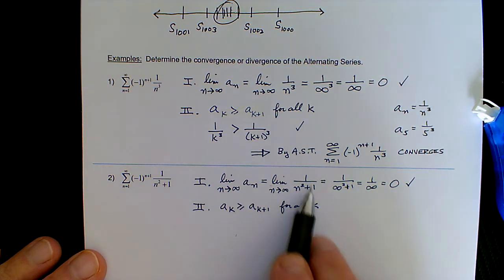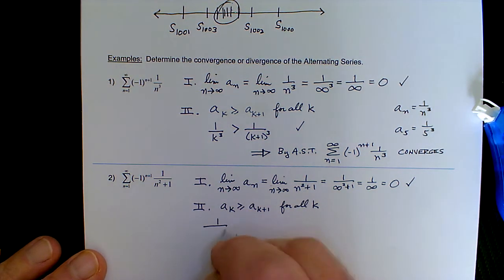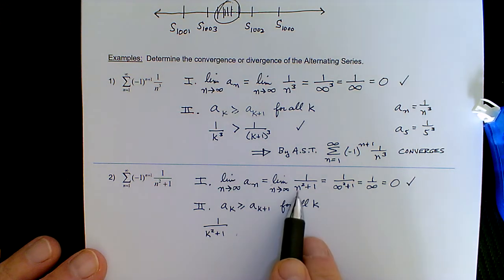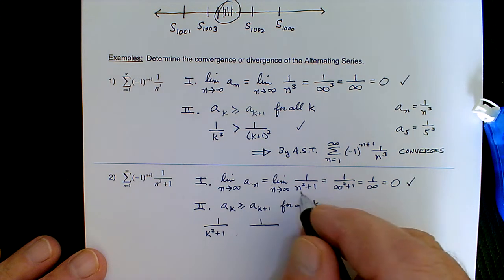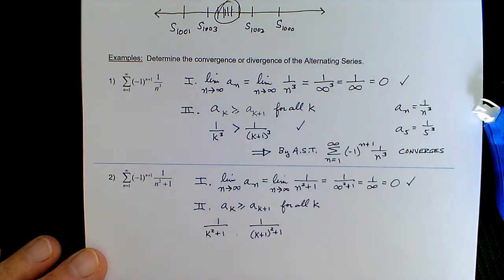If a sub n is 1 over n squared plus 1, then a sub k is 1 over k squared plus 1, because you're just replacing the n in a sub n by k. And then a sub k plus 1 would mean n gets replaced by k plus 1. So 1 over (k plus 1) squared plus 1.